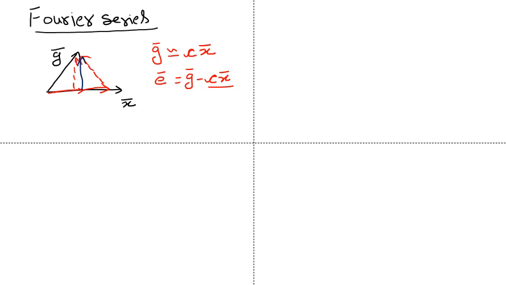Let me draw this part again. Suppose this is your x vector, this is your vector g, and you want to represent g in terms of x. If you have an error vector something like this, you can say the error length is minimum, and say this angle is theta. If this is the case, you can say g cos theta, or the length of g cos theta, is the projection of the g vector over the x vector.